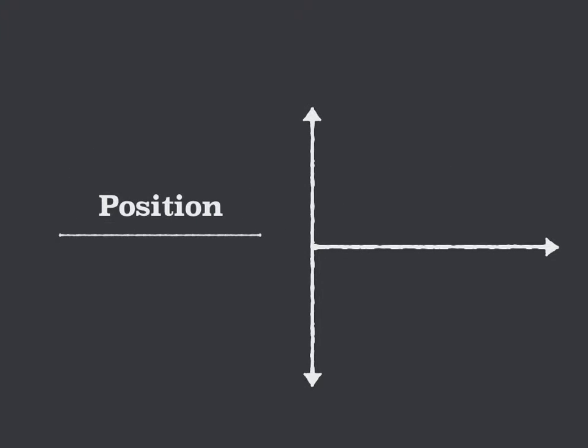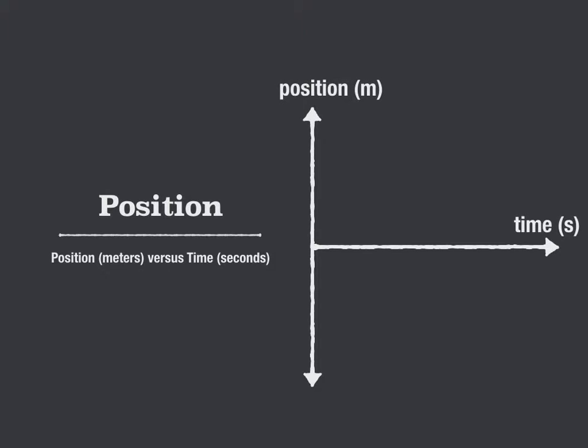So first, let's talk about position graphs. The most important thing to do as the first step is always to label your axes. So we know we're going to have a position versus time graph where position is measured in meters and time is measured in seconds. And we always put position on the y-axis and time on the x-axis. So let's look at some patterns and what they mean.